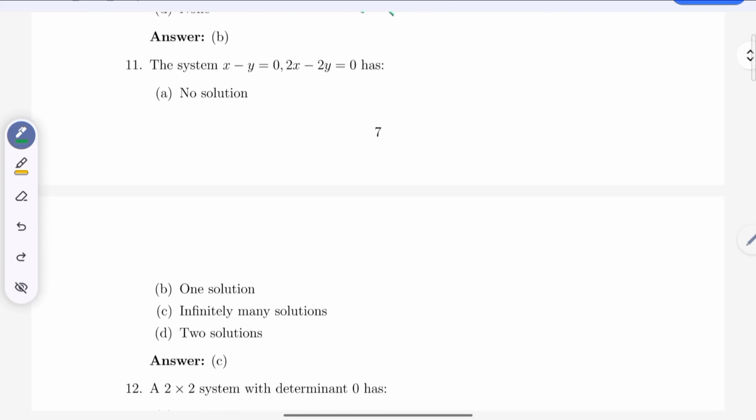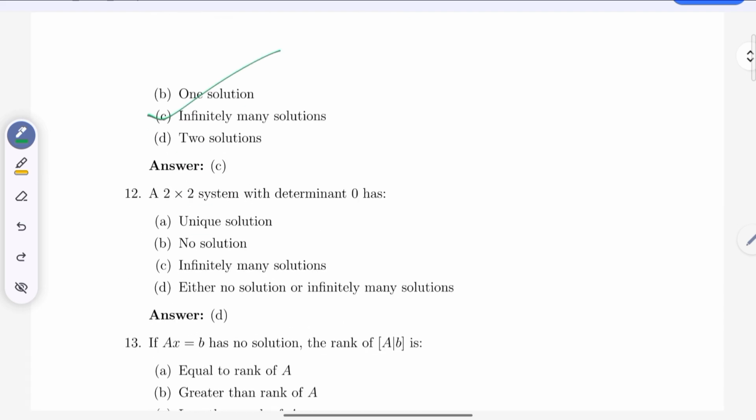So infinitely many solutions. Next question, x minus y equal to 0, 2x minus 2y equal to 0. So that is x equal to y. That is infinitely many solutions.